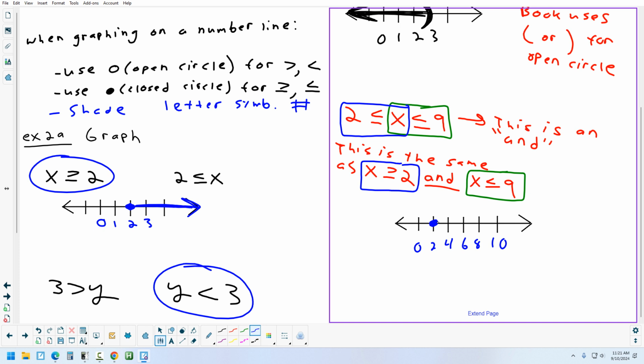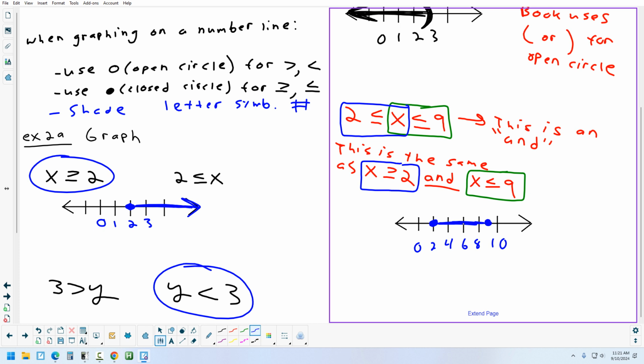Tom, how about my second circle? Also closed. Closed on what number? 9. And now where do I shade? In between. Yeah, we're going to shade in between. That's generally what a conjunction looks like.